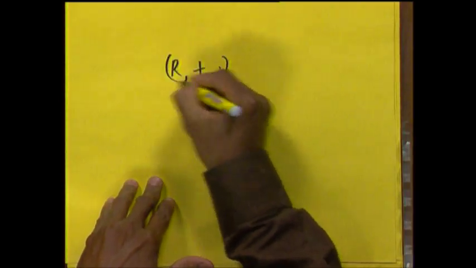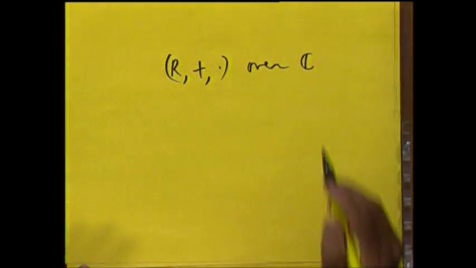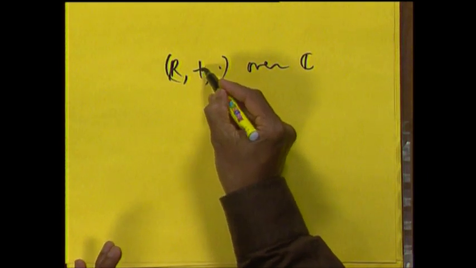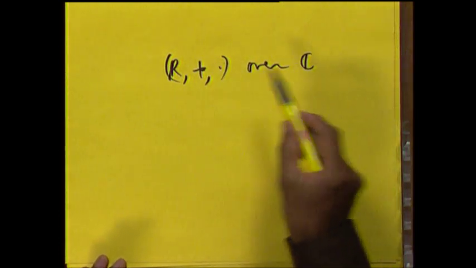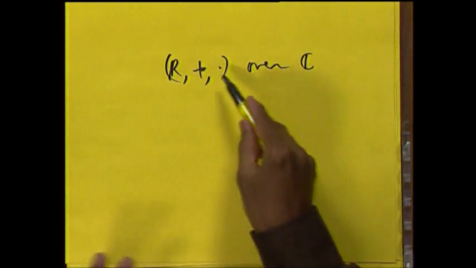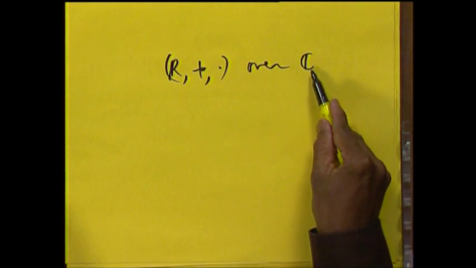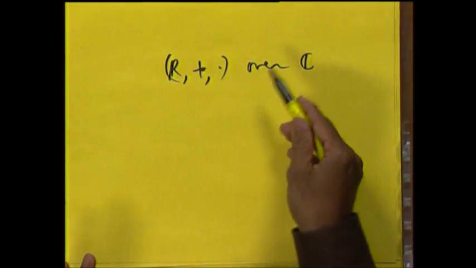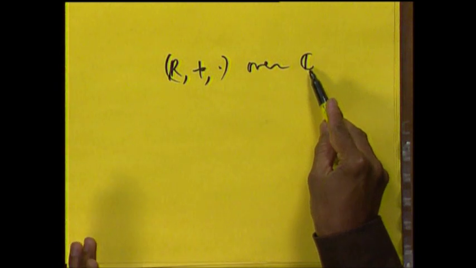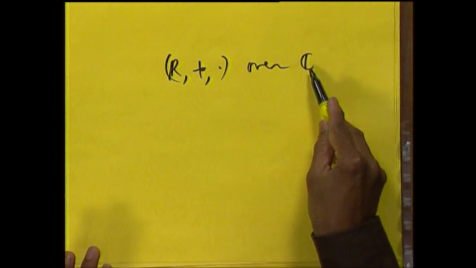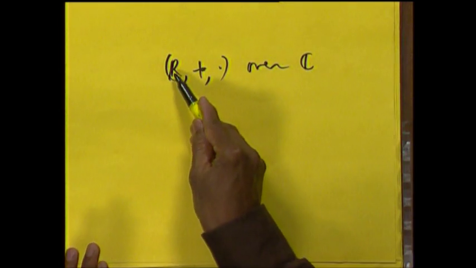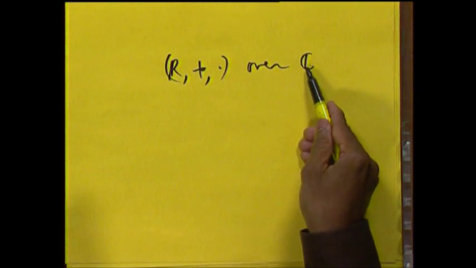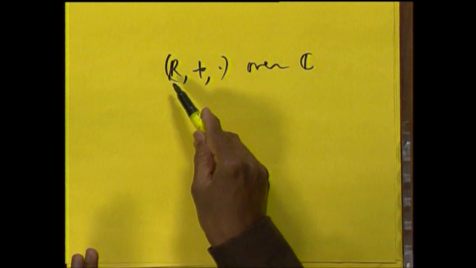R, plus, dot over C is not a vector space. I am taking the real numbers with the usual addition and the usual scalar multiplication. Here my field is the set of complex numbers. If you multiply a real number by a scalar complex number, the product will sometimes become a complex number. So for example i2 into 3 is i6, and i2 is a complex number, 3 is a real number, but the scalar multiple i2 into 3 is i6, which is not a real number, therefore this is not a vector space.